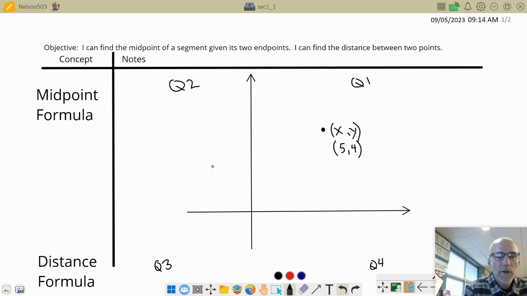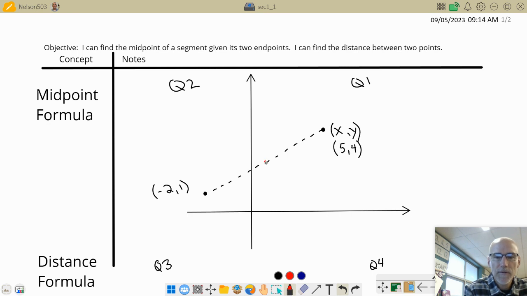And then we're going to put another one over here. I don't know. Let's say we go back 2 and up 1. So that would mean I'm in the second quadrant and I'm going to go -2, 1, right? This is my X value. This is my Y value. If I want the midpoint between these two, let's connect them right now, okay? So I'm looking for this point that's right in the middle.